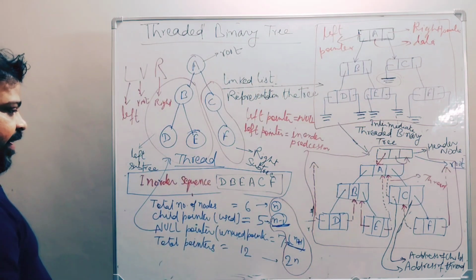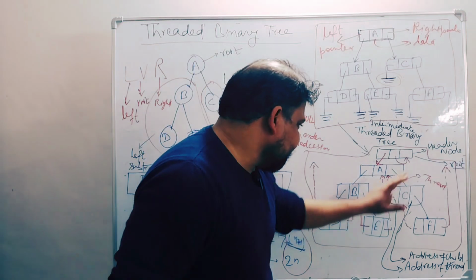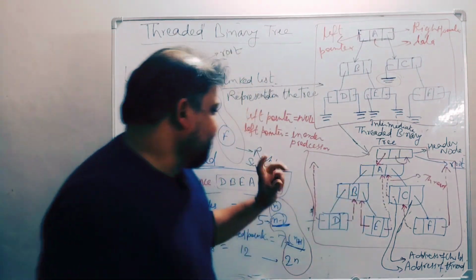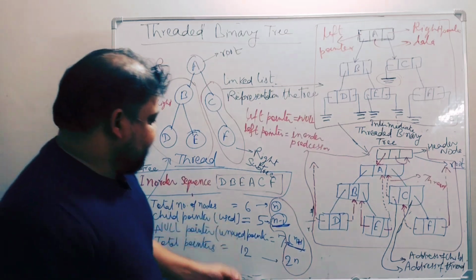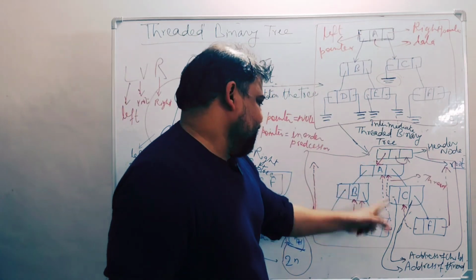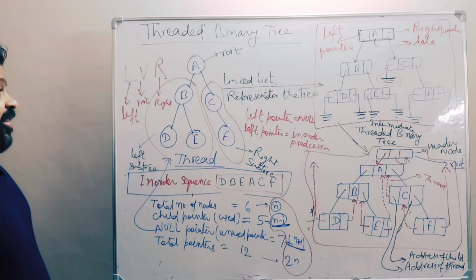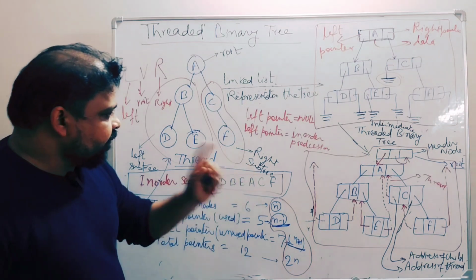Now, in the pictorial representation it is easy to say that the dotted lines mean a thread and the solid lines mean a child. But in case of memory representation, we will see the things differently.